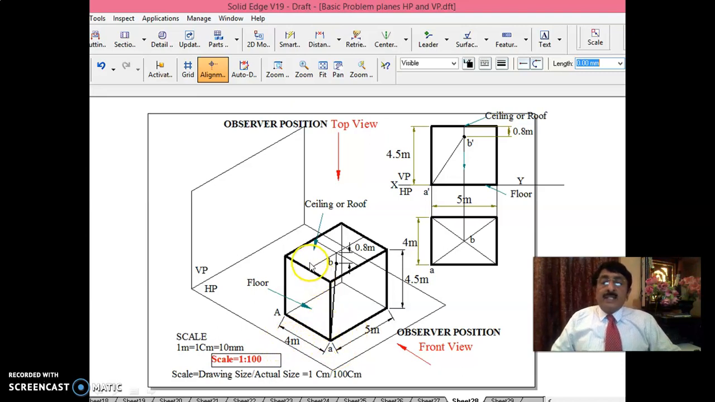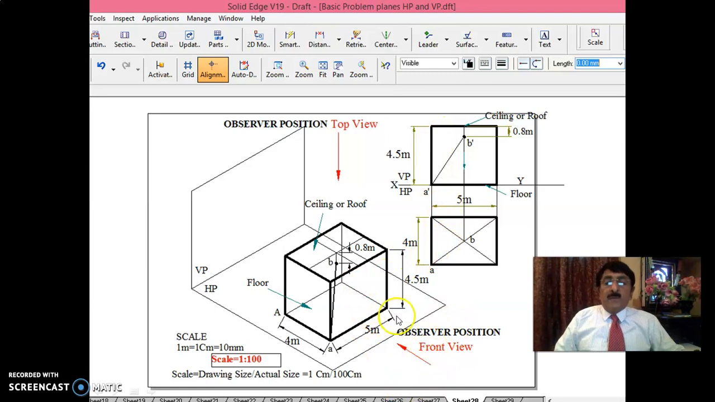Okay, let us say the switch is located on the left wall. Left wall center means you call it as center, you call it as yes, sir. Now the switch has to be located in the front view and the top view.